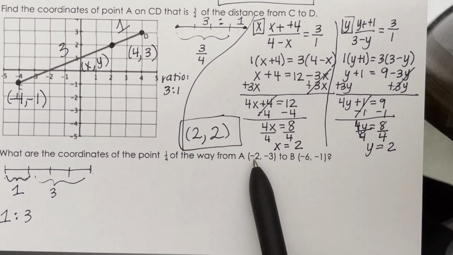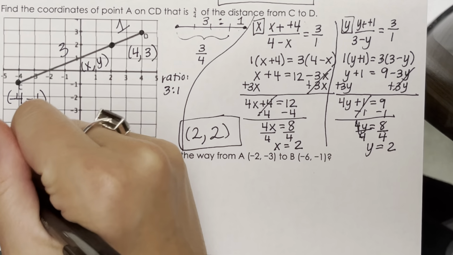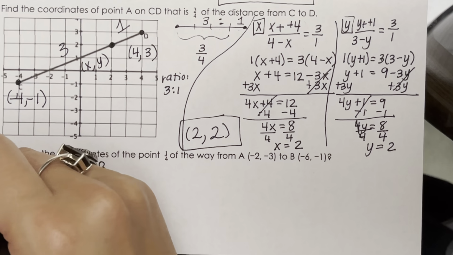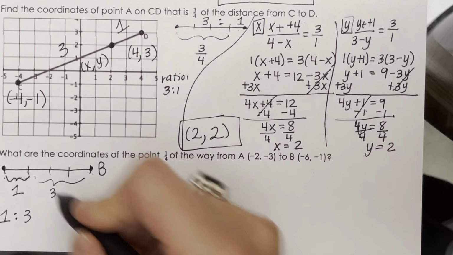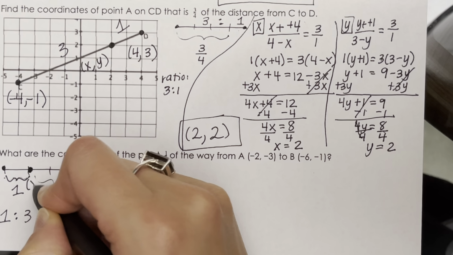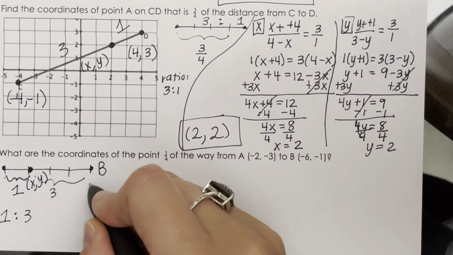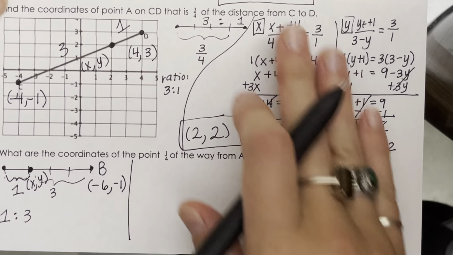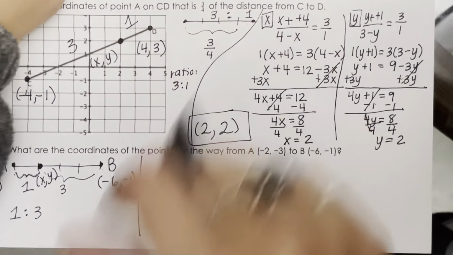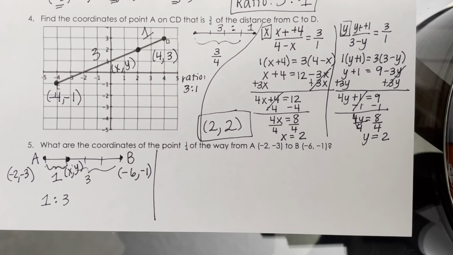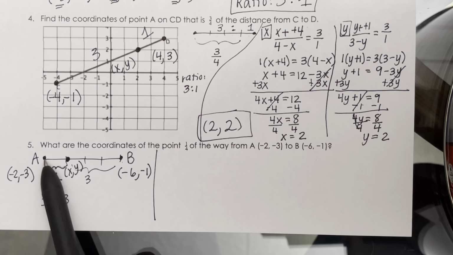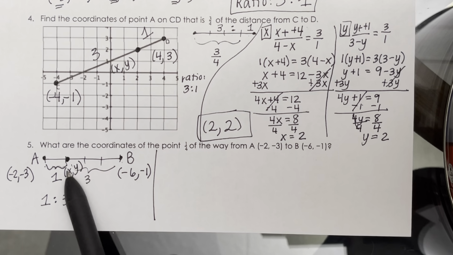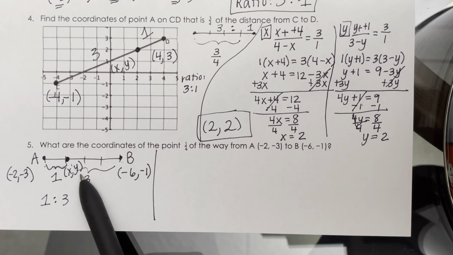Now, when I draw my picture here, I put A to B, so my point A is over here. My point B is over here. My A is (-2, -3). I'm trying to find my (x, y) right here. And then my point B is (-6, -1). So now that I have kind of a picture, I can use this picture to help me out with my problem. I always draw a directed line segment. I always put my first piece on the left, my second piece on the right, and whatever you're trying to find, that partition point, is somewhere in the center there.